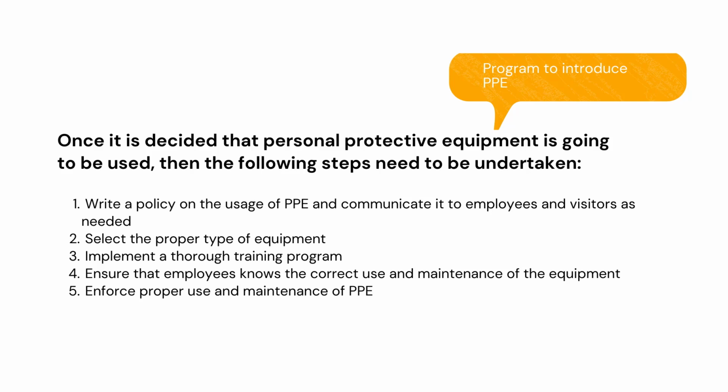Once it is decided that personal protective equipment is going to be used, then the following steps need to be undertaken. First is to write a policy on the usage of PPE and communicate it to the employees and visitors as needed. Second is to select the proper type of equipment. Third is to implement a thorough training program. The fourth one is to ensure that the employees know the correct use and maintenance of the equipment. And lastly is to enforce proper use and maintenance of PPE.